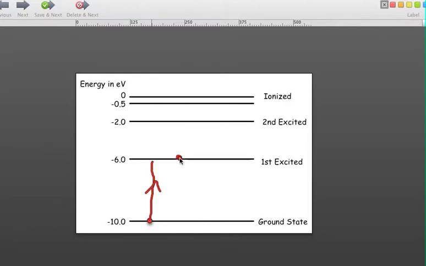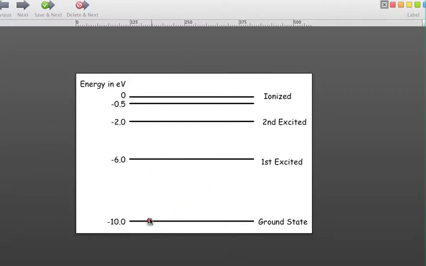The electron will not stay there, but will eventually return back to ground state, and when it returns back to ground state, it will give off a photon with an energy of 4 electron volts. So we boost the electron to higher levels by the addition of energy, and when the electron falls back to ground state, it gives off energy in the form of light.